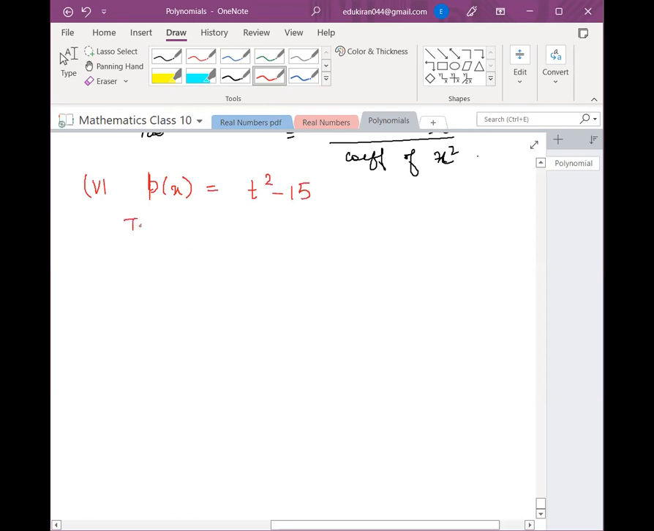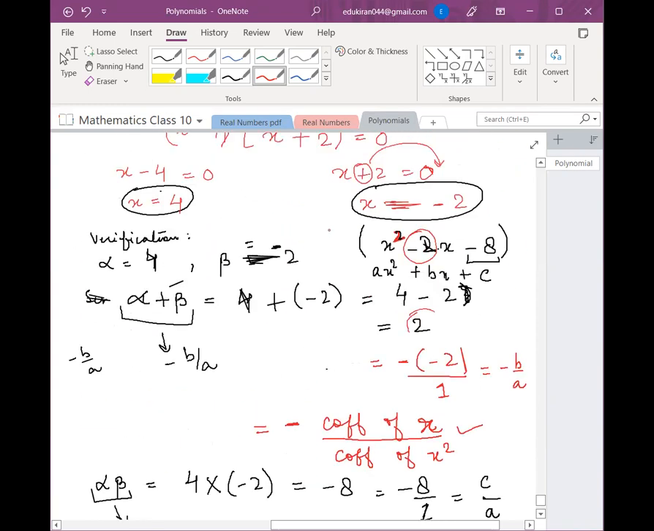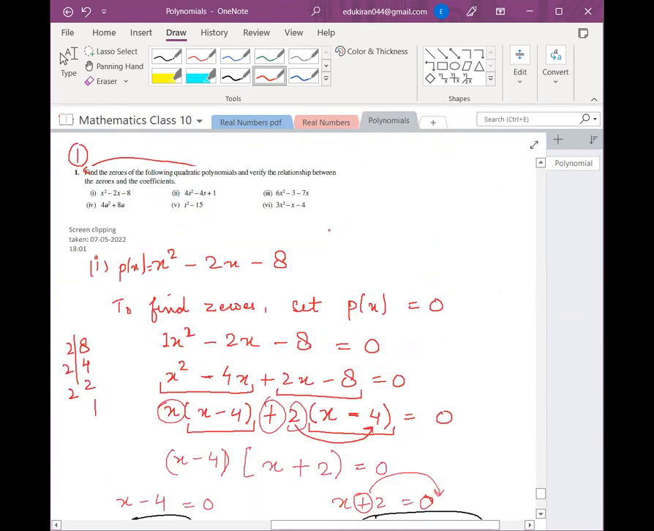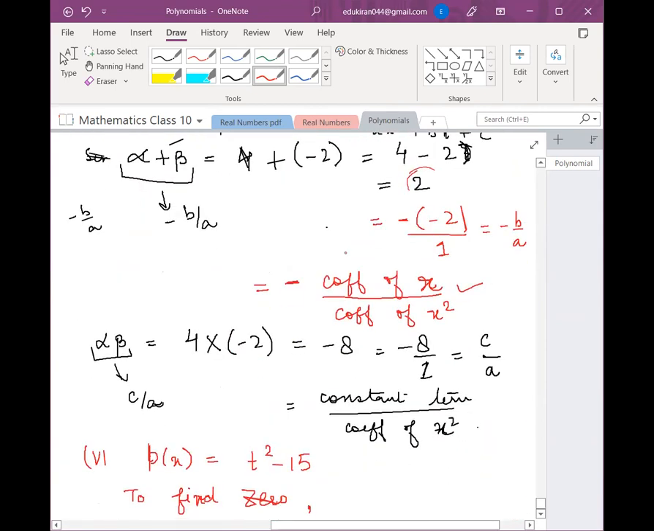Now to find zeros, obviously the first thing is to find zero. So we have seen what we do to find zero. See the first step, what I have done to find zero: set your polynomial equal to zero. Set p(x) is equal to zero. Clear? Okay.